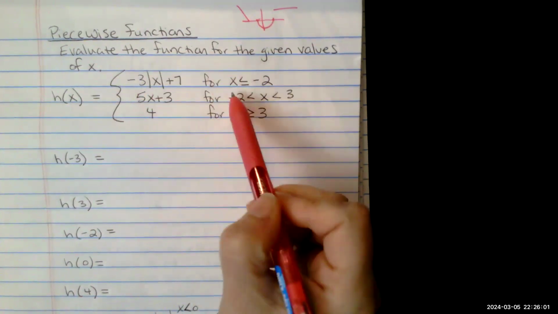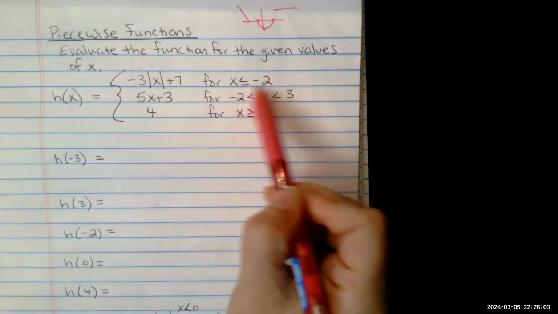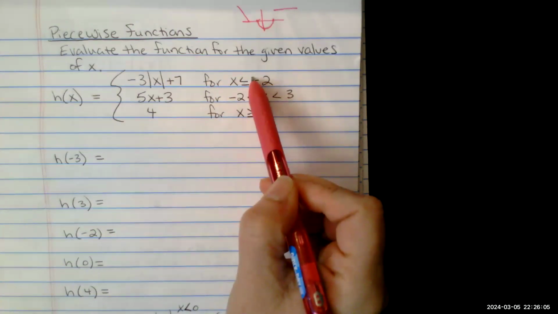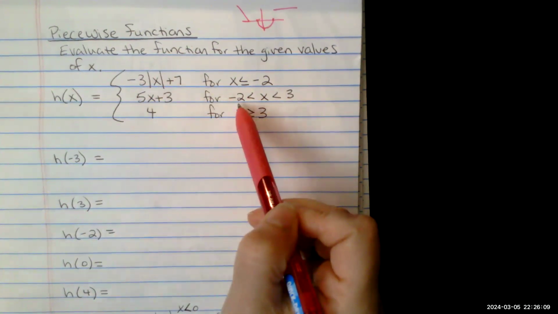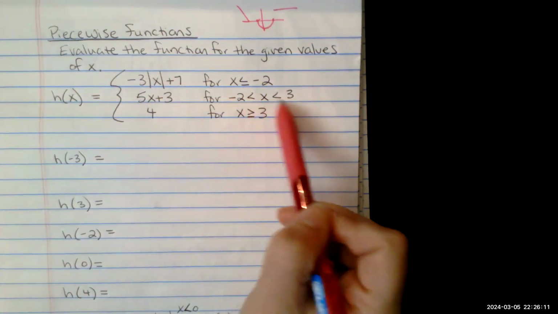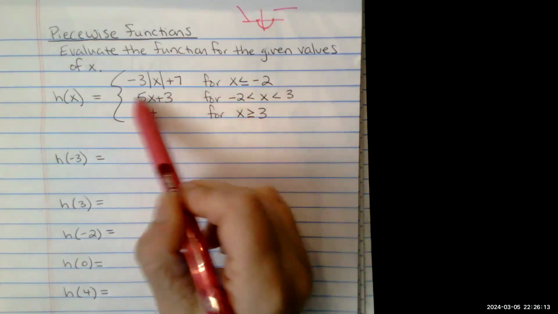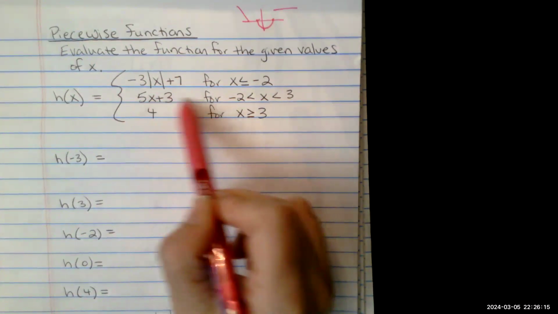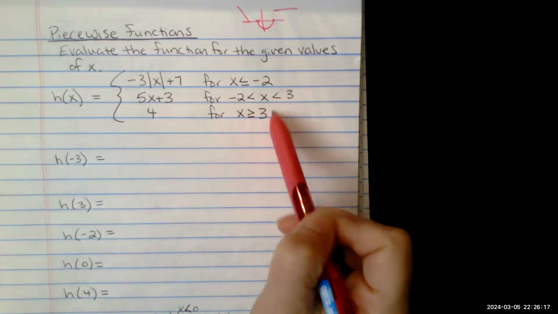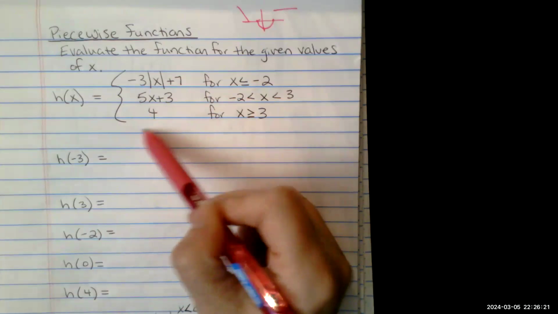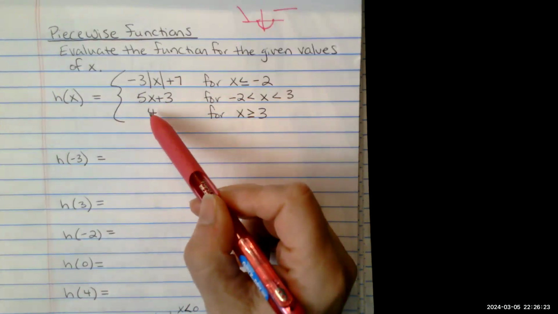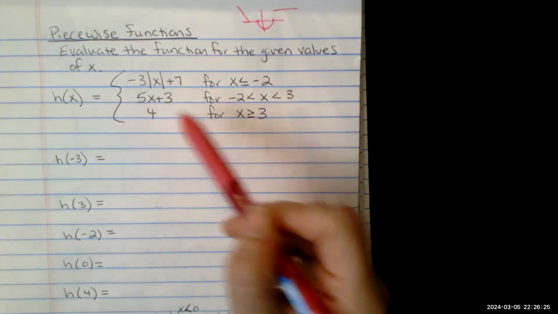This means that if you have an x that is less than or equal to -2 and you want to plug it in, you would plug it into this. If you have an x that is anything between -2 and 3, you would plug it in this middle function. And if you have anything greater than or equal to 3, you would plug it in here, but that's going to be weird because there's nowhere to plug it in. So we'll see what happens there in a second.